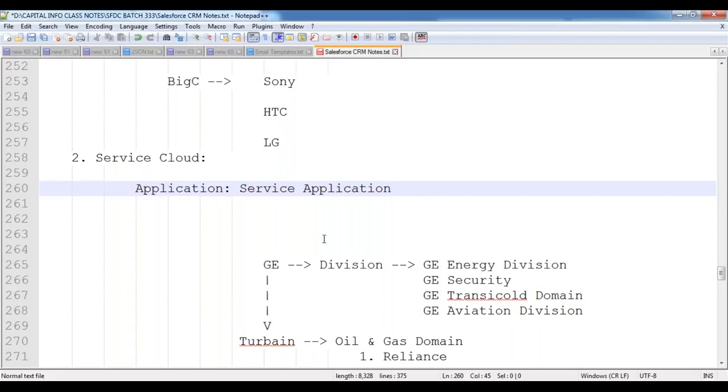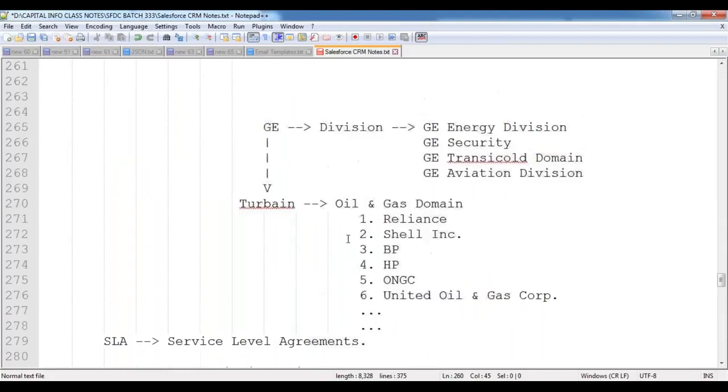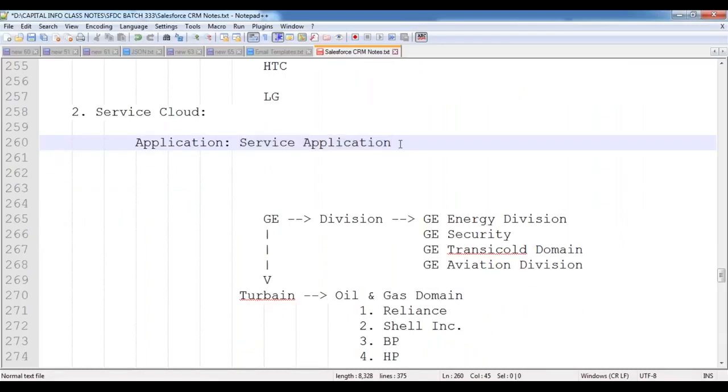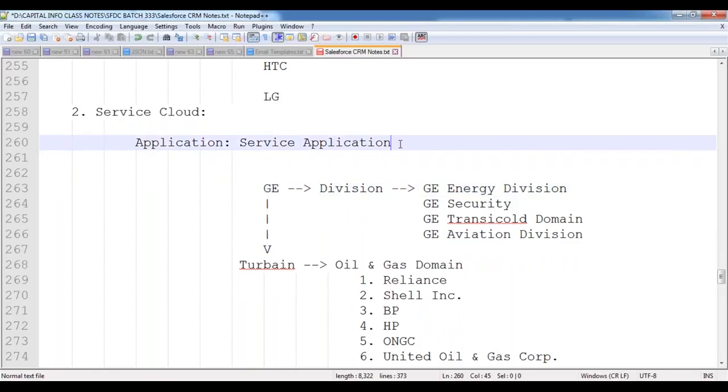In order to automate all the service processes, whatever features are required, all of them are available inbuilt inside this Service application, ready-made, so that we can use this Service application to automate all these processes. Now, let me explain some more scenarios so that you can understand more.